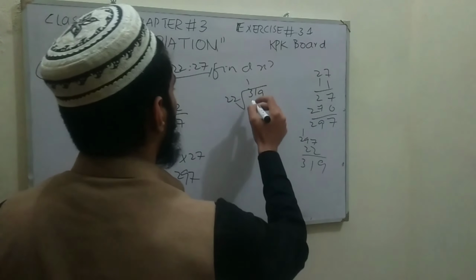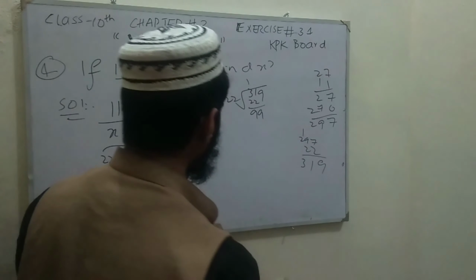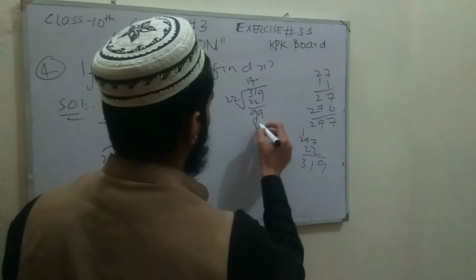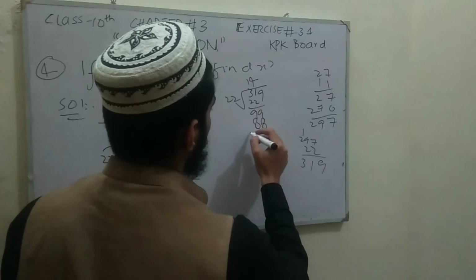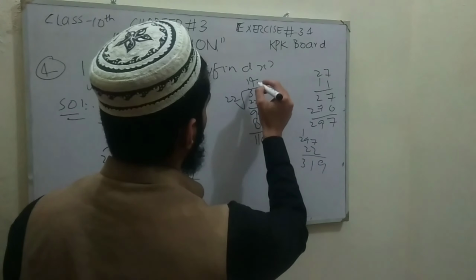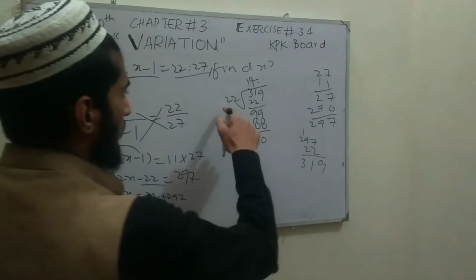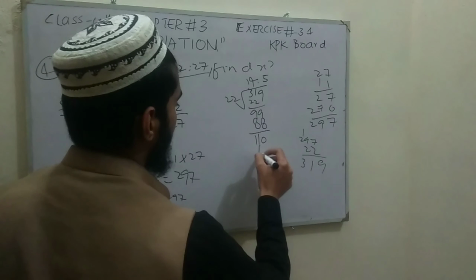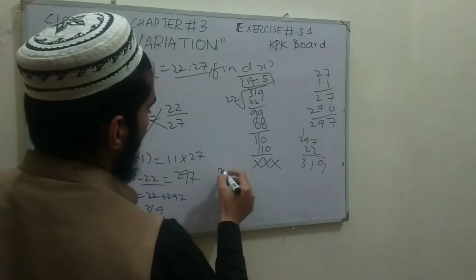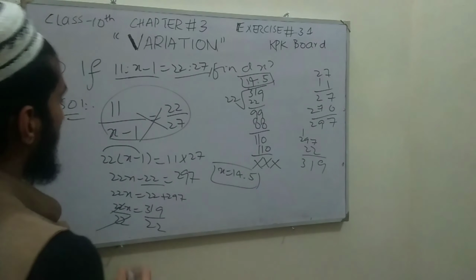So 22 multiply 1 gives us 22, 31 minus 22 gives us 9 and 9. So 22 multiply 4 gives us 88. 99 minus 88 gives us 11. Now it cannot be divided, so bringing 0 here and a decimal point. So 22 multiply 5 gives us 110. So it will cancel out, so our answer is 14.5, and the value of x is equal to 14.5. This equation will be equal.